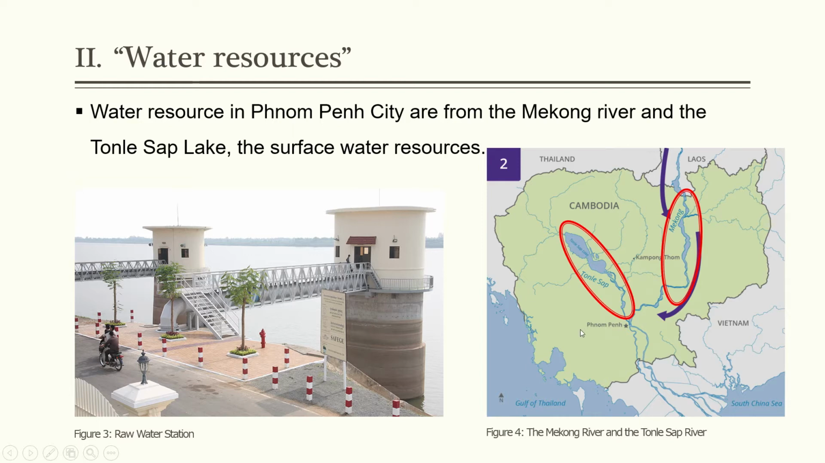And figure 4 describes the Mekong River and the Tonle Sap River. As you can see, this is the Tonle Sap Lake, and this is the Mekong River that comes from upstream in China, across Laos, and then across Cambodia, and the last one is Vietnam.